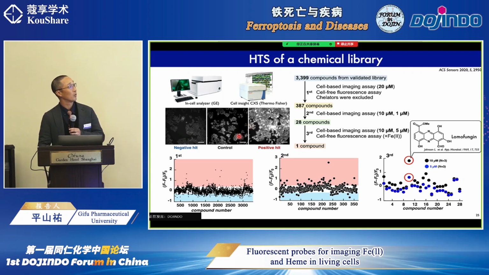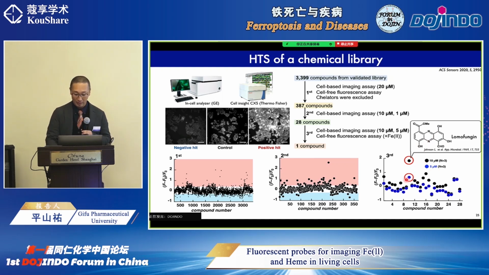During this high-throughput screening, we observed not only fluorescence increase, but also fluorescence decrease. This indicates that our high-throughput screening system can discover not only the iron upregulator, but also the downregulator of labile iron. And we repeated 3 times and found rhomofungin as a hit compound that can upregulate labile iron at as low as 5 micromolar concentration.